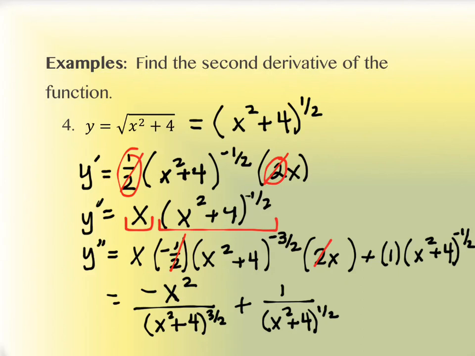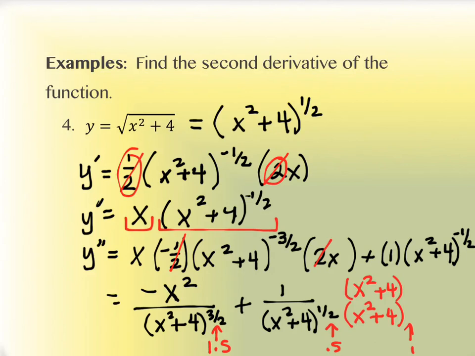Watch this. 3 halves is the same as 1.5, right? And this is the same as 0.5, right? So if I take this second fraction and multiply by x squared plus 4, top and bottom, of course, this would have a power of 1, yes? So what happens when I have a power of 1/2 and a power of 1 on the same base? I get 1.5, or 3 halves. That's how I'm going to get these two to have the same denominator: I'm going to multiply the numerator and the denominator by x squared plus 4.